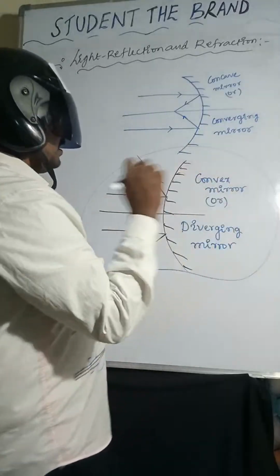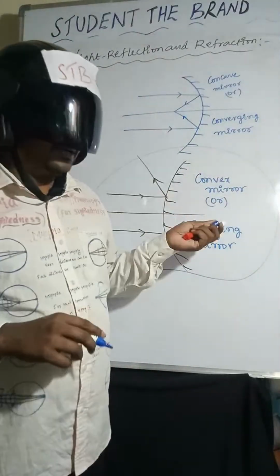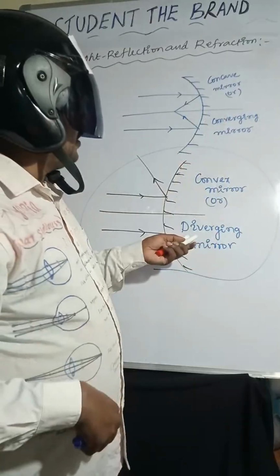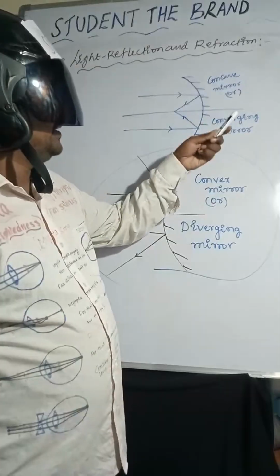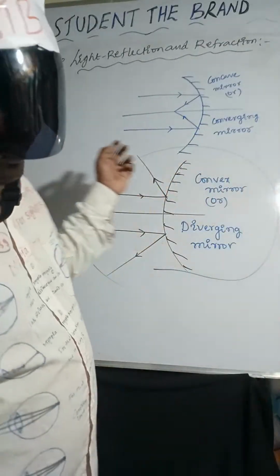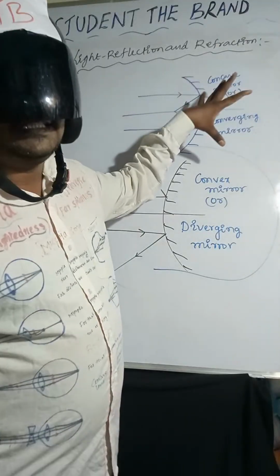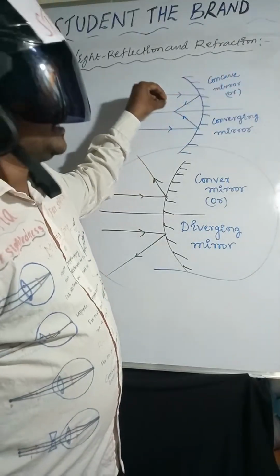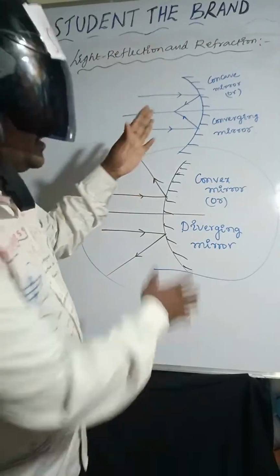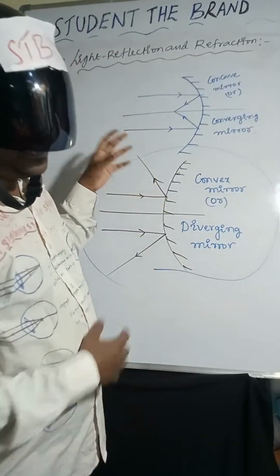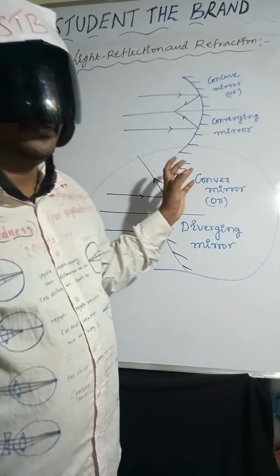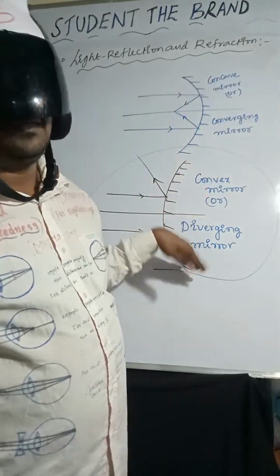Okay, so concave mirror and convex mirror. Concave mirror is also known as converging mirror, whereas convex mirror is also known as diverging mirror. Sir, why are we calling it like this? After reflection, light rays are moving towards the principal axis. That's why it is called a converging mirror. After reflection, light rays are moving away from the principal axis. That's why it is called a diverging mirror. I hope it is very clear.